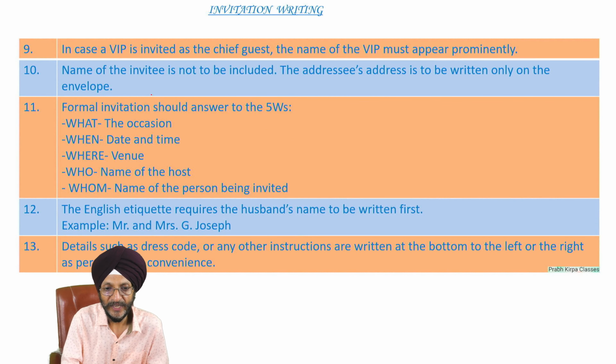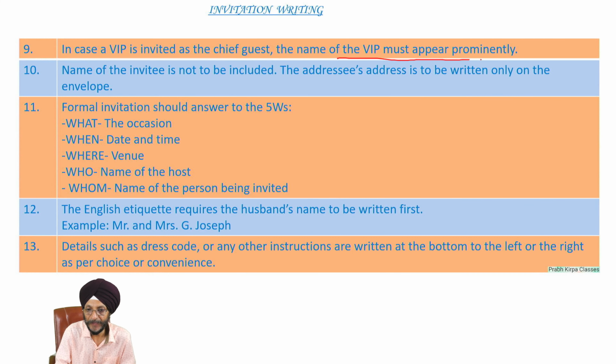In the case of a VIP who is being invited as chief guest, the name of the VIP must appear prominently. Suppose you are inviting people to attend an annual day function or sports day. In that, you will also mention that the particular person has been invited to grace the occasion. That is, you will mention the name of the chief guest in that annual day function card. Name of the invitee is not to be included.